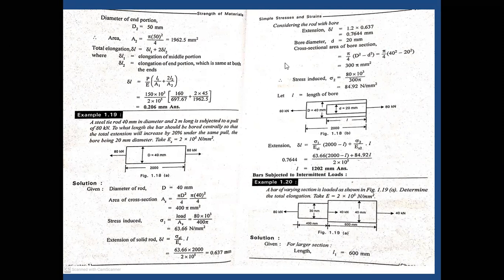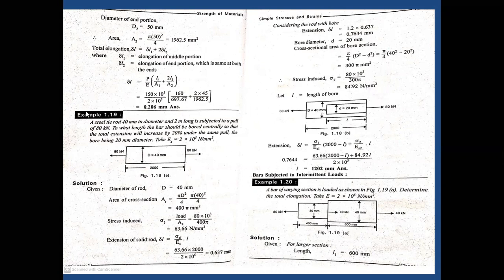Bore diameter is d equals 20 mm. The cross section will be pi by 4 into capital D square minus small d square. This is the formula for the cross section of a hollow cylinder. And then sigma 2 equals load by area. So 84.92 Newton per mm square is obtained.